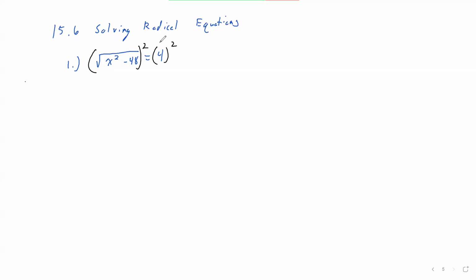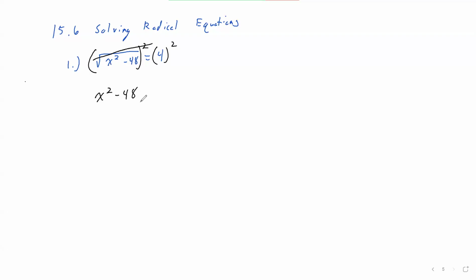Now I say opposite operation because we've learned now two square roots that are exactly the same being multiplied together will basically cancel the radical. So that's what's happening here. This square root and this square cancel each other out. And I'm left with what's inside the radical, which in this case is now x squared minus 48.